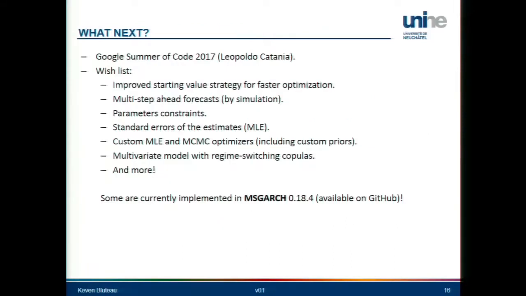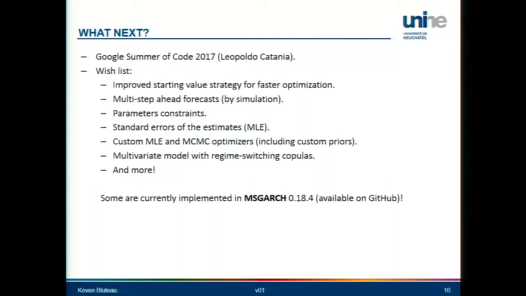As I said, there are plans for Google Summer of Code 2017. Leopoldo Catania will work on that with us. Our wish list is mostly improving the starting value strategy for faster optimization. Now we work with DEoptim, but it can be quite slow. An improved starting value strategy will really help accelerate the optimization process, and we think mostly about an EM algorithm for that. Then multi-step ahead forecast by simulation and parameter constraints. We get a lot of questions from people who want to estimate ARCH models or Markov switching ARCH models. We don't have those models, but if you have parameter constraints, they can do it by themselves.